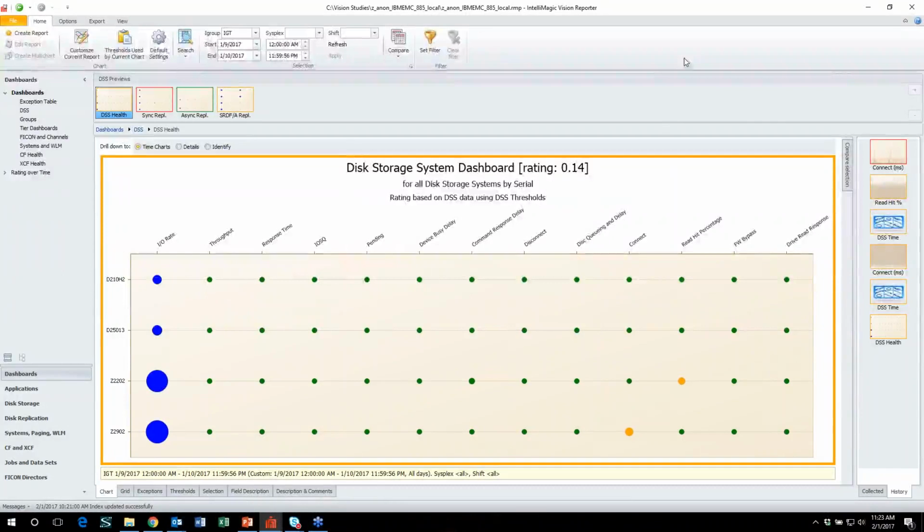So this is what the software looks like, and this is an example of a disk storage system dashboard. We actually have dozens of dashboards available for much more than just disk storage systems. All of our areas have dashboards associated with them, but this is a good example to show you the lay of the land.